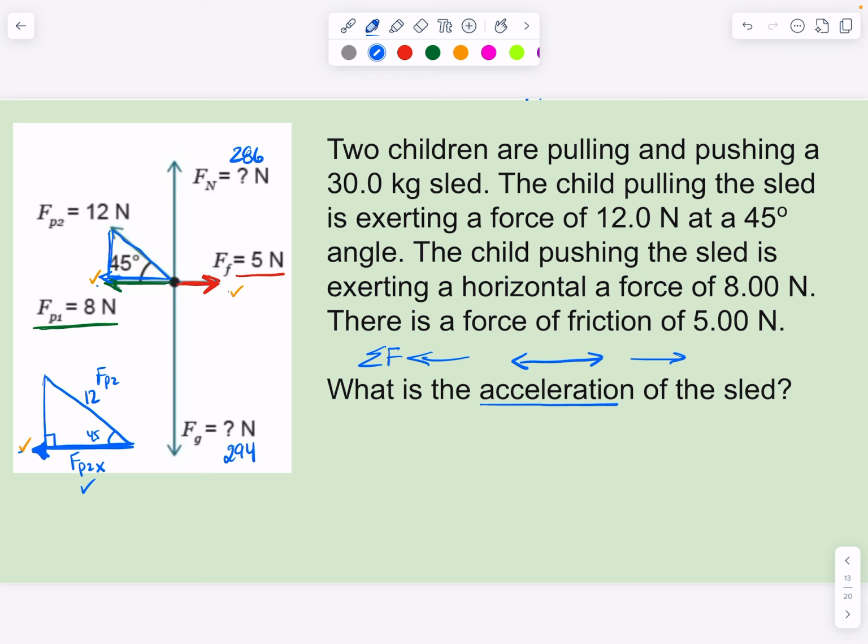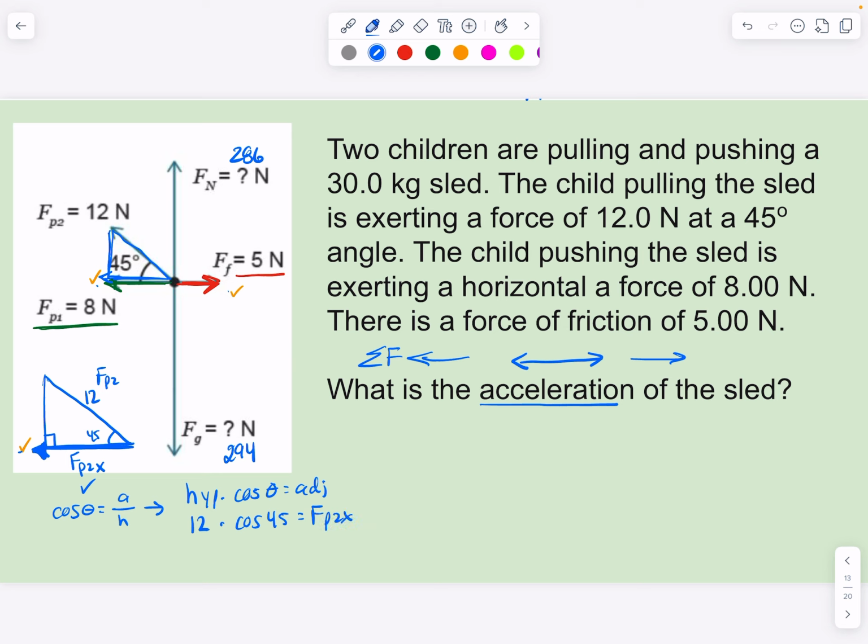So to find this vector part here, this is going to be the adjacent side, right? So the adjacent is going to be using cosine. The cosine of an angle equals the adjacent over the hypotenuse, or written another way, the hypotenuse times the cosine of an angle equals the adjacent. In this case, my hypotenuse is still 12. My cosine is going to be cosine of 45, and that's going to equal my FP2x.